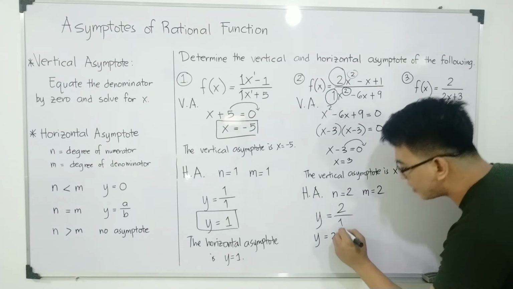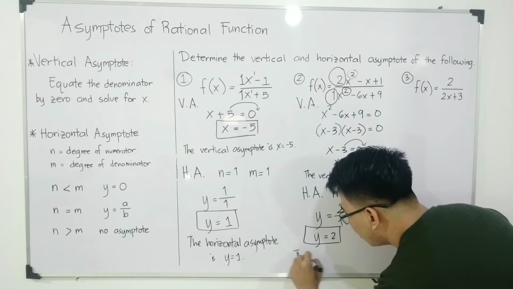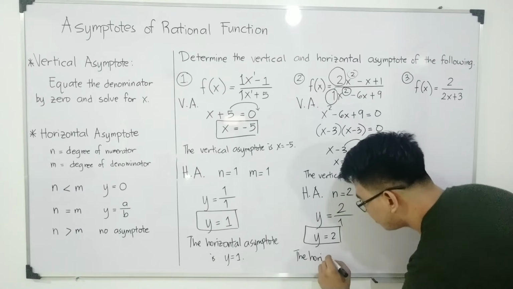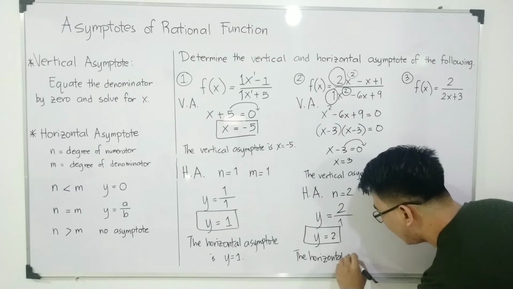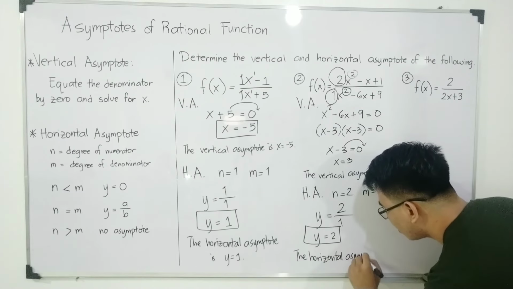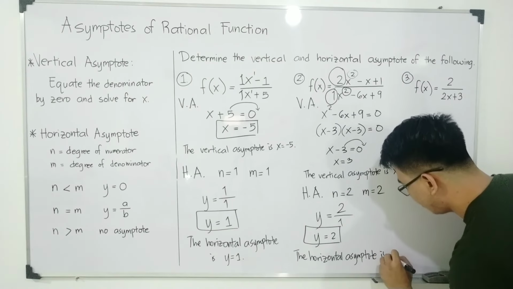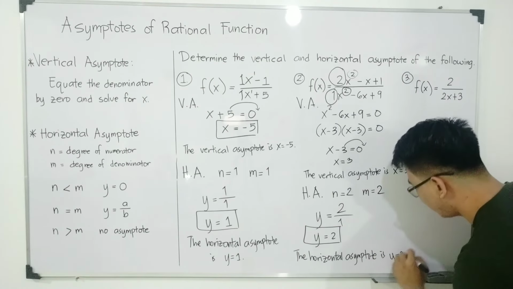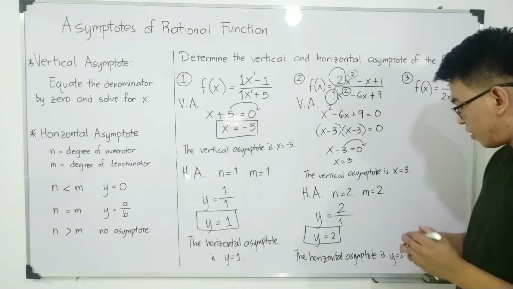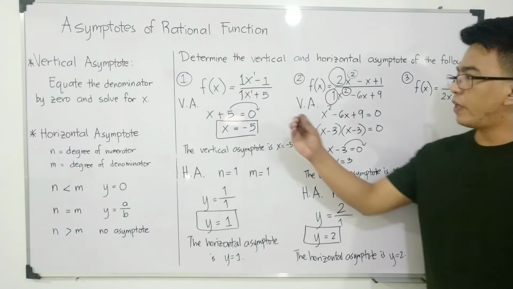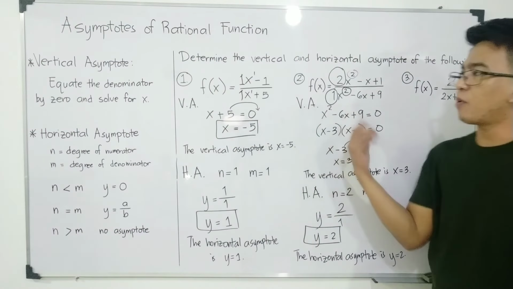Anong ibig sabihin nito, guys? If you have y is equal to 2, the horizontal asymptote is y is equal to 2. Ito na yung mismo sagot natin for item number 2. So we are done with the vertical, horizontal of item number 1 and number 2.